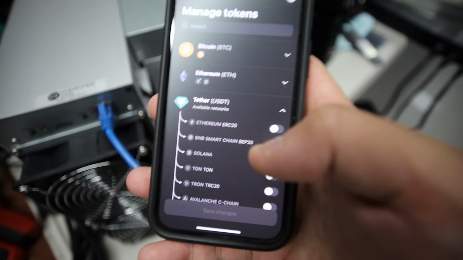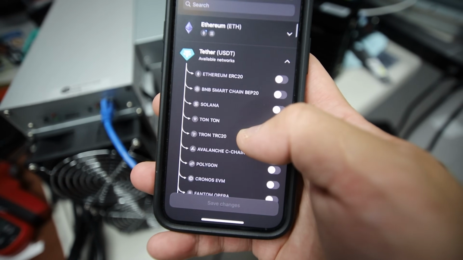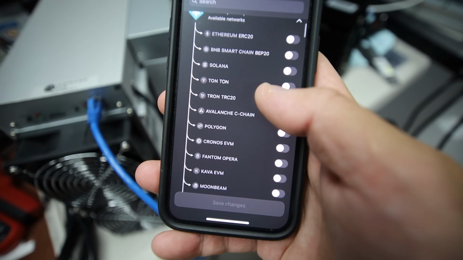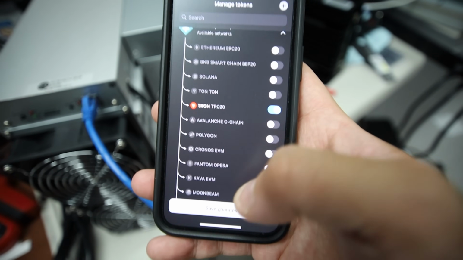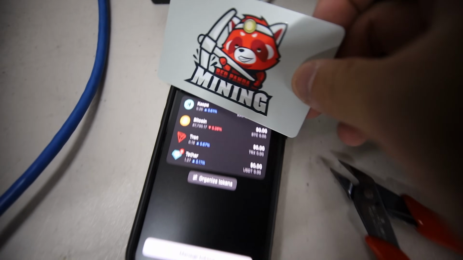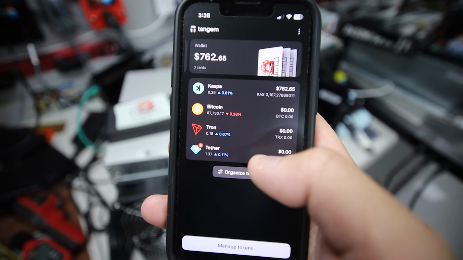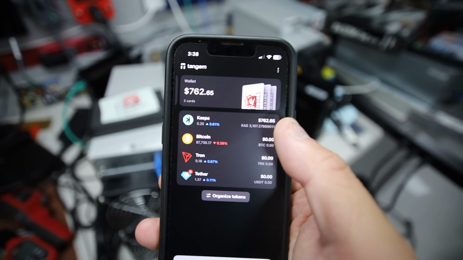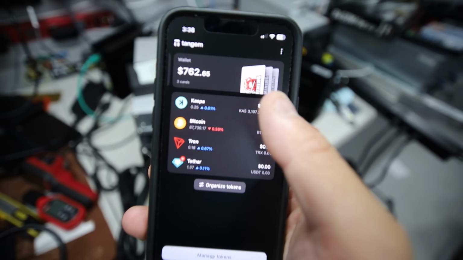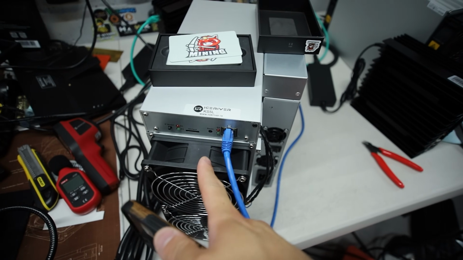So, Tether, oh, I can actually add this to the RPM Tangem as well. So I'm probably going to mine to Tron. That's going to be low fees. And I've got to scan the card. Okay, card is scanned. And now I've got the USDT Tron, Bitcoin, and Kaspa. So one KS5L is mining Kaspa. One will be for Bitcoin, okay, on the NICEHASH.